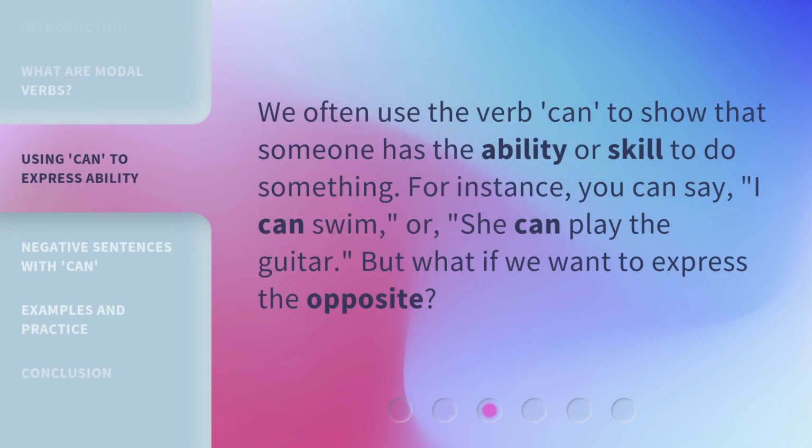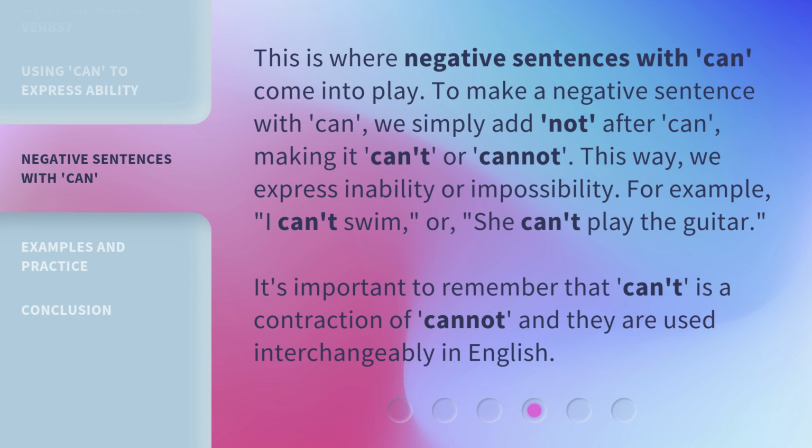We often use the verb can to show that someone has the ability or skill to do something. For instance, you can say, I can swim, or she can play the guitar. But what if we want to express the opposite? This is where negative sentences with can come into play.